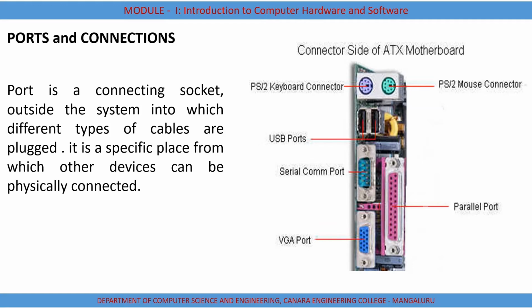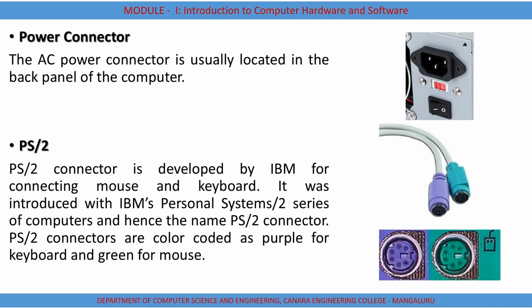Now we'll go for the power connector. What exactly is a power connector? It is located in the back panel of the computer. It is also referred to as the AC power connector, used to connect the computer to the power, or to give power to the PC. We use a 3-pin connector for this. It normally takes 230 volts of AC supply.